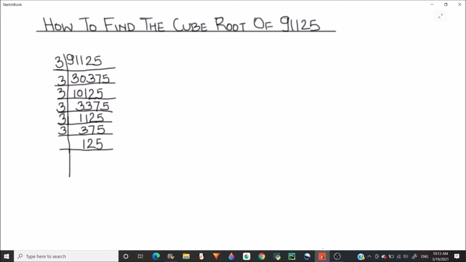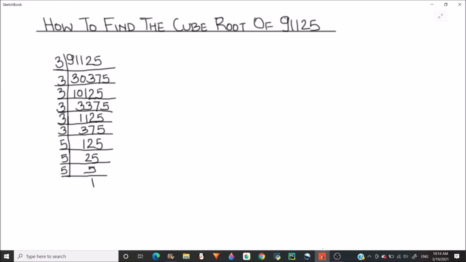Now we see that the sum of all these digits is 8. 1 plus 2 plus 5 is 8. 8 is not fully divisible by 3. So we are going to use the next prime number, which is 5. 5 times 2 and 5 times 5. And then 5 times 5 is 25. And then 5 times 1.